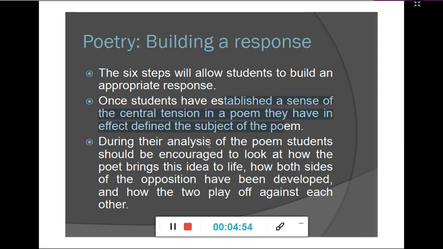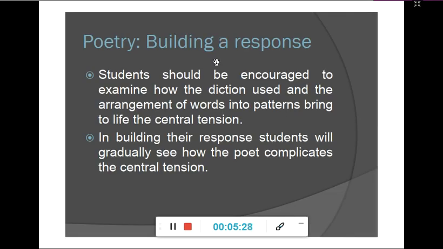During your analysis of the poem, you should be encouraged to look at how the poet brings the idea to life, the way he portrays and presents his topic, how both sides of the opposition have been developed, and how the two play off against each other. In the case of two different ideas, for example, how they are opposed to each other, how the poet develops, how he prefers one to another, and so on. This is called your response.